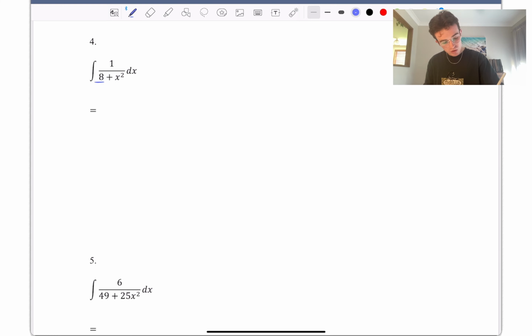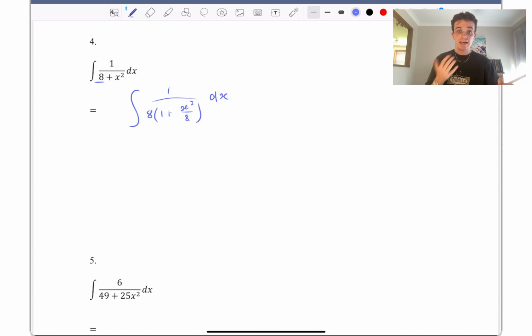So let's say this is equal to the integral of 1 over 8, sorry, I've done that wrong, we want an 8 here, brackets 1 plus x squared on 8 dx. So there we've just taken out a factor of 8 and then applied that to the x squared. If we re-expand that 8 through, we're going to have 8 and then 8 times x squared on 8, and 8 times x squared on 8 is just x squared, which is what we originally started with. So let's take out that 8.